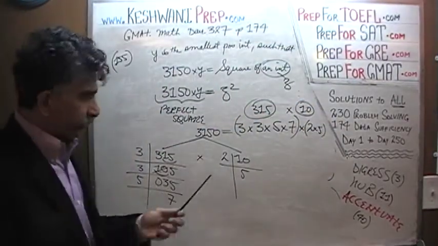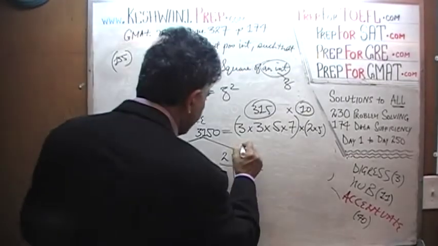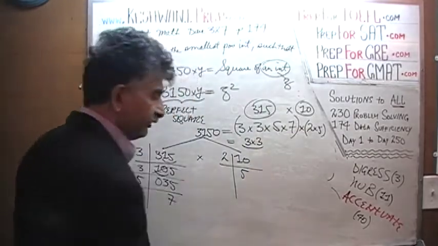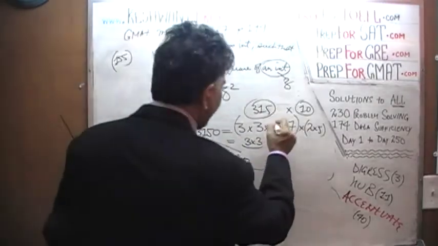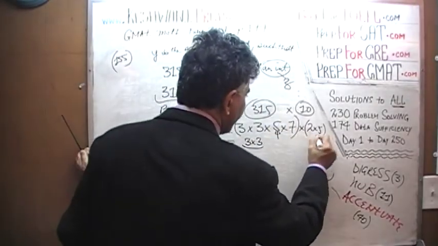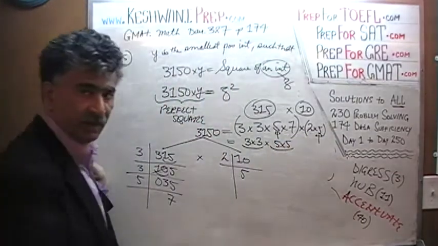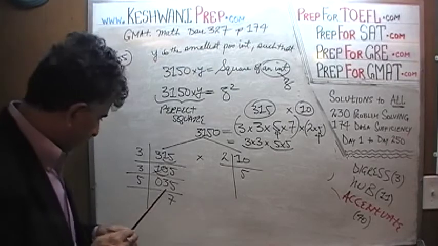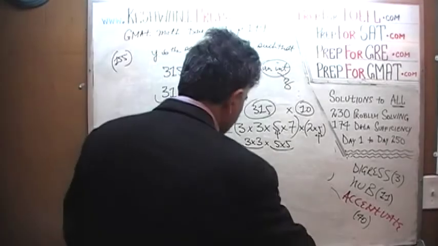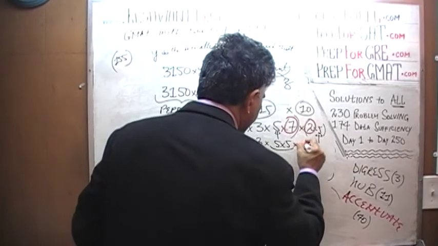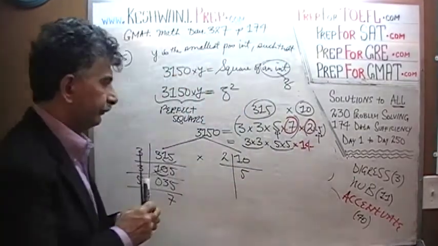Which of course, this quantity can be written as 3 times 3, which is a perfect square. Then we have a 5 here, and we have a 5 here, so we can write that as 5 times 5. That takes care of that part. And now we are left with, I'm going to change the color so it's easier for us to see, a 7 and a 2 times 14.